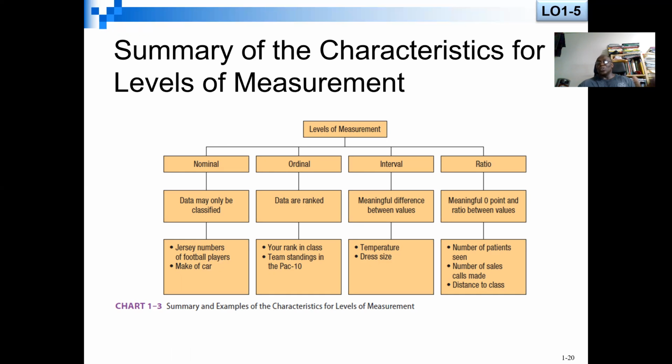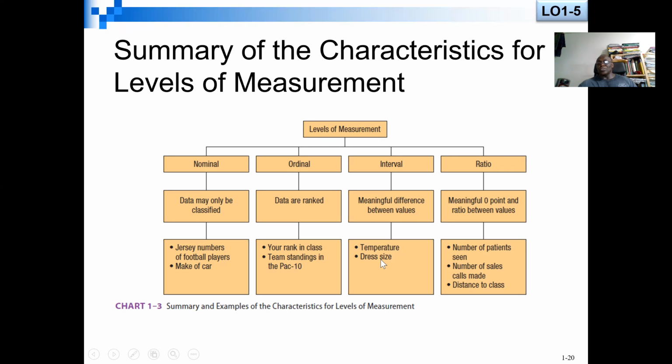In this game, we have 2 players whose jersey number is 23. But I can't say 23 plus 23 divided by 2 will give me 23. So the average, no, we cannot. That's nominal. Ordinal means something in order. So data are ranked, like your rank in class, or a team standing in an NBA game. Now, interval means differences between values. Temperature, and dress size is also a very good example.